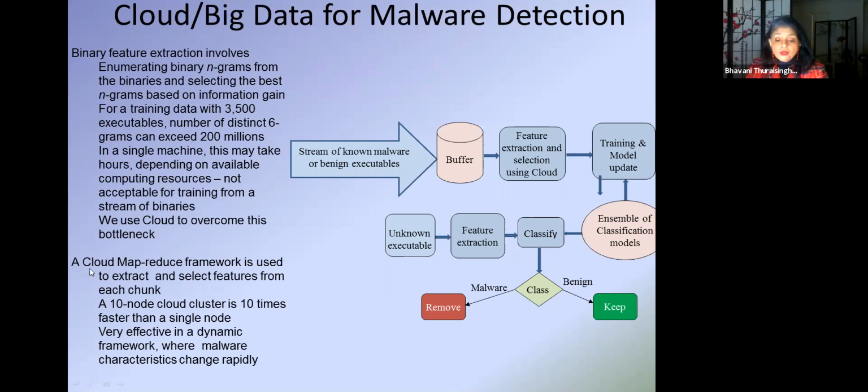So a cloud MapReduce framework is used, right? Hadoop MapReduce, to extract and select features from each chunk of data as they arrive. So we have a 10 node cluster. We need to upgrade. We found the 10 node cloud cluster was 10 times faster. And our paper, we published it in ACM Transactions on Management Information Systems. The 10 node cluster is 10 times faster than a single node, very effective in a dynamic environment where malware characteristics are changing rapidly.